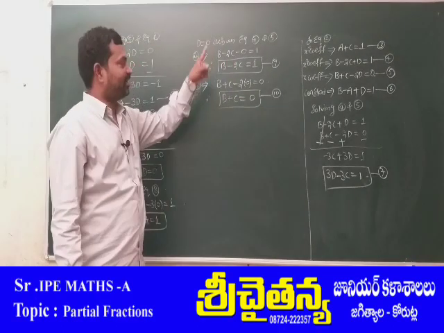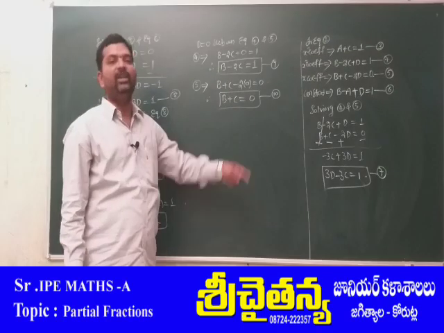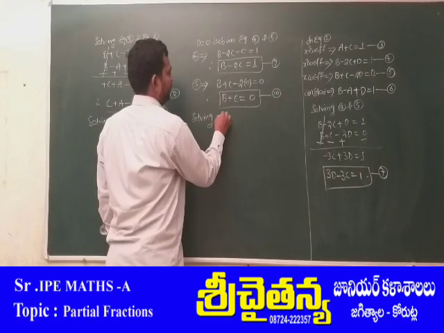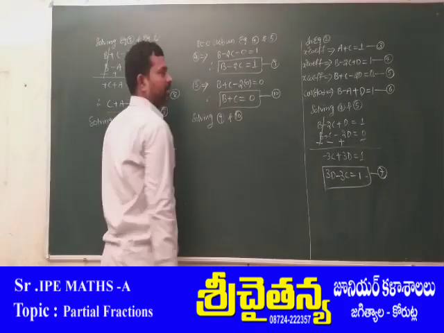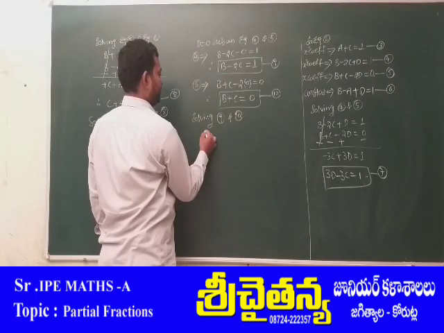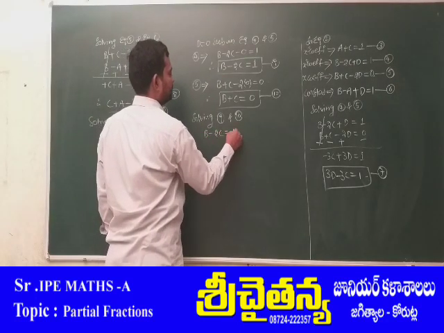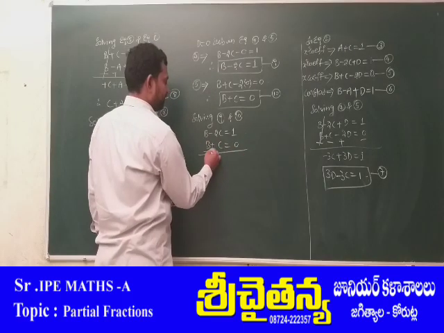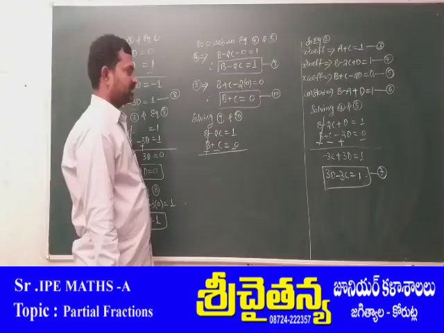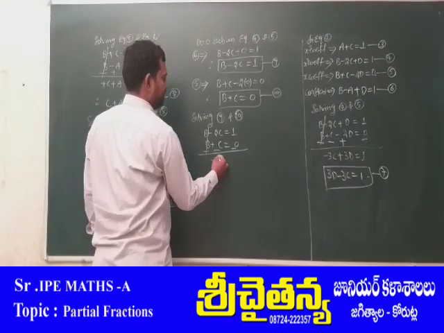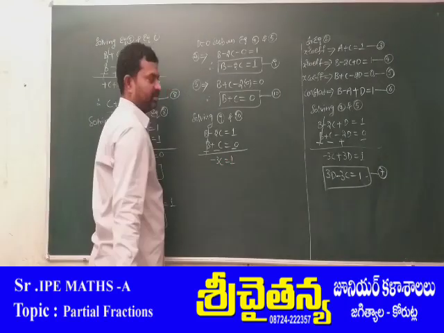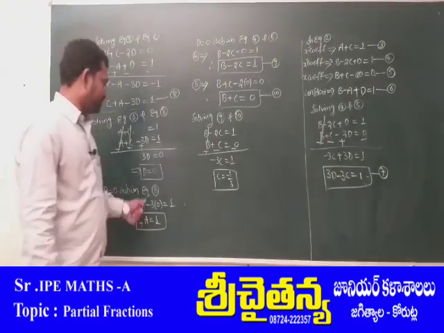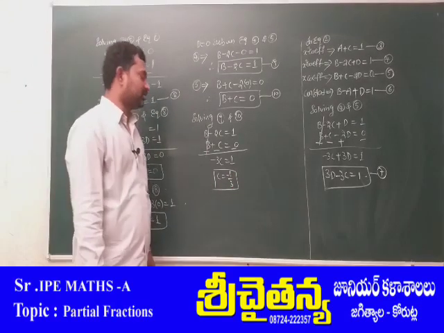Now equations number 9 and 10 are in terms of b and c. Now solving 9 and 10: b minus 2c is equal to 1, and b plus c is equal to 0. Change the signs: minus, minus, minus. b minus b cancels, minus 2c minus c is minus 3c, is equal to 1 minus 0, which is 1. Then c is equal to minus 1 by 3. So we are getting the values d equals 0, c equals minus 1 by 3.